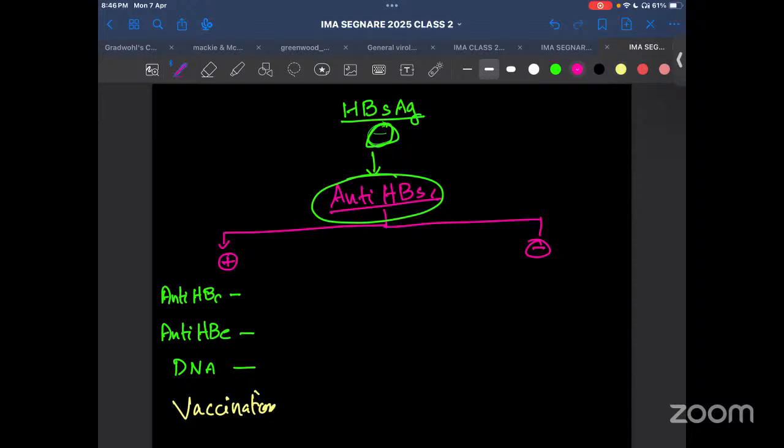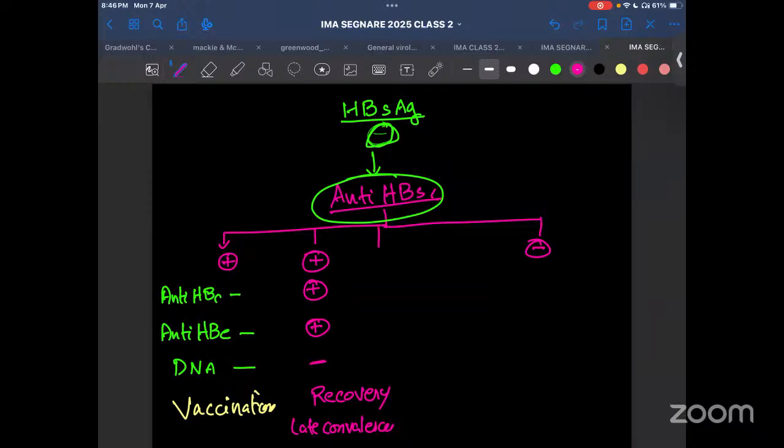Okay, now coming to another scenario. Anti-HBs is positive, anti-HBc is also positive, anti-HBe is also positive, but viral DNA is negative. This is complete recovery, also known as late convalescence. So HBsAg negative, anti-HBs positive, anti-HBc positive, anti-HBe positive, but DNA negative: that is recovery or late convalescence.